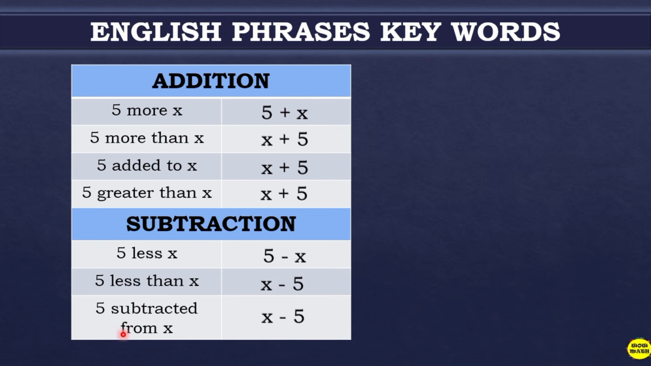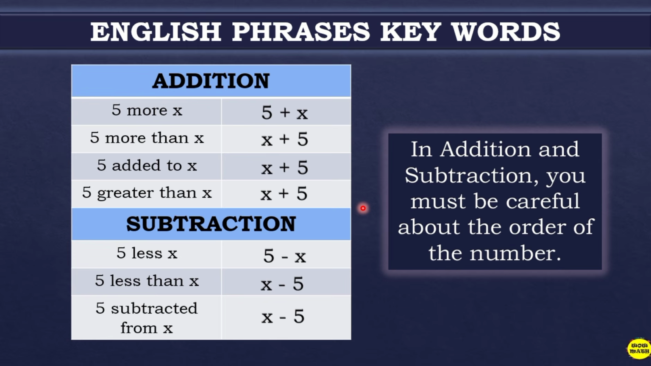So, 5 less than x, 5 subtracted from x. Pag sinabi na kasi nating from, ibig sabihin simula, so dapat ito nga ang mauna. Simula dun sa nauna. So, 5 subtracted from x. Ito po yung dapat nating tandaan ha. Pag more, less, as is. Pero kapag more than, added to, greater than, interchange mo sila. Baliktad po ang ayos niyan. Remember that in addition and subtraction, you must be careful about the order of the numbers. The rest, ganun rin po yun as is. Pero I just want to give emphasis dito sa iba na pinagpapalit sila. Yun po dapat ang ayos nila.